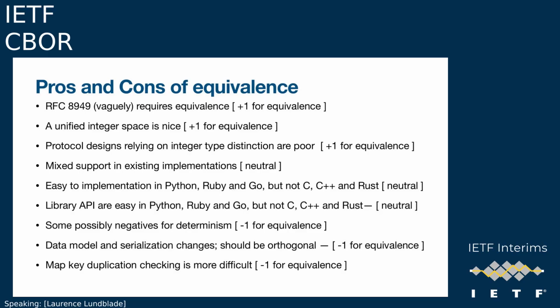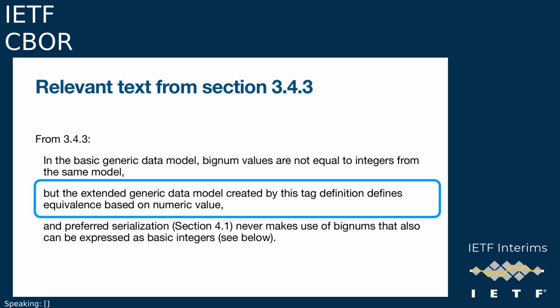All right. So now we're off to big numbers. I believe that the question at hand, what we're trying to get consensus on, is whether we retain the equivalence between big numbers and major types 0 and 1, or we change and don't have that equivalence.